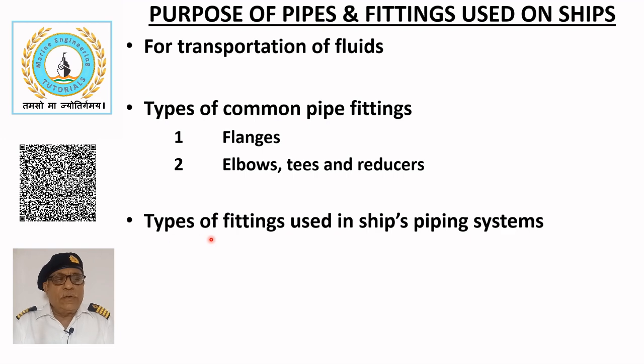Types and fittings used in ship piping systems. Various types of fittings are used in ship piping system to ensure system reliability, safety and maintenance. Valves. Valves are used in the piping system to control the flow, direction and pressure of fluids.